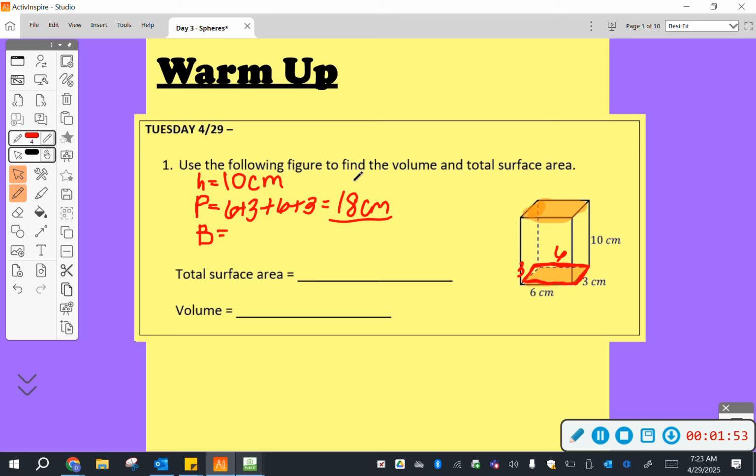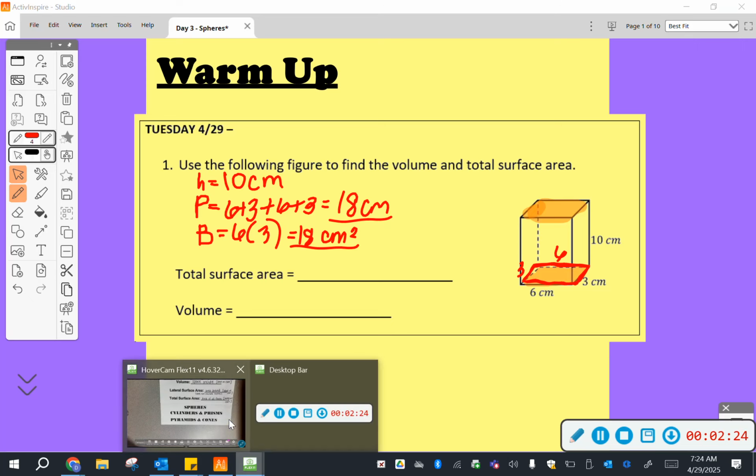And then last but not least, big B is the area of the base. How do I find the area of this shape down here? Base times height, or 6 times 3, which is 18 centimeters squared. Is that okay that they're the same number? Yeah. Is it weird maybe a little bit? Sure, but that's okay. Again, I want to remind you, that's the hardest part of this. After that, you are just looking at formulas.